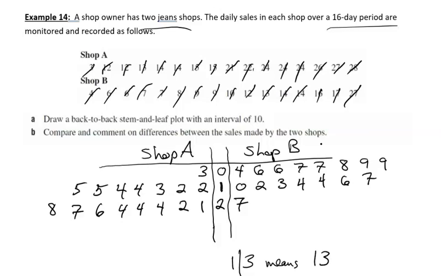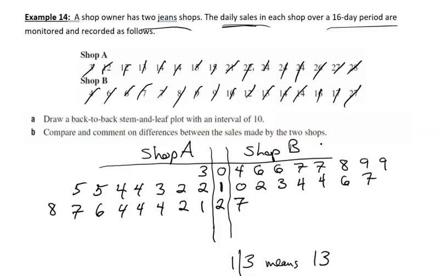Compare and comment on the differences between the sales made by the 2 shops. So we'll look at both sides, and if we look at shop A, it has a higher number of daily sales. So what was this? 2 jean shops over a 16-day period. This is the daily sales over each of these 16 days. So shop A has a higher number of sales because they have more in that column that has a stem 2. Sales are generally between 12 and 28. So there's that one little outlier at 3. That one day of very low sales.